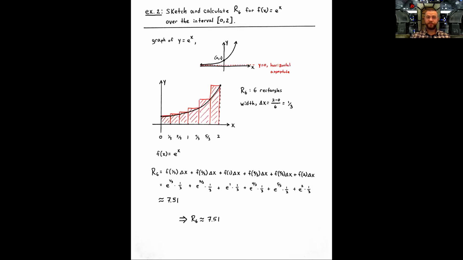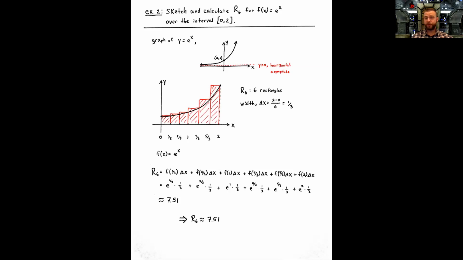All right, welcome back. Let's go through this example. Hopefully, you're comfortable with the graph of e to the x. We're just going to be looking at the graph from 0 to 2. That's our interval in question. And with 6 rectangles, that's in the notation R sub 6. So we're told to use 6 rectangles. We take our interval from 0 to 2. It has length 2 units. Divide that into 6 pieces. 2 divided by 6 is 1/3. So we have 6 rectangles, each of width 1/3 unit.